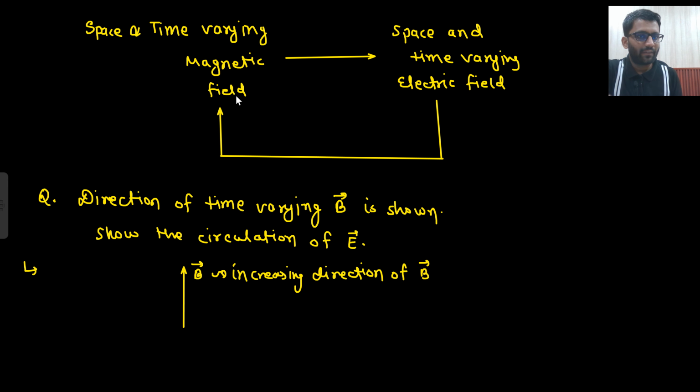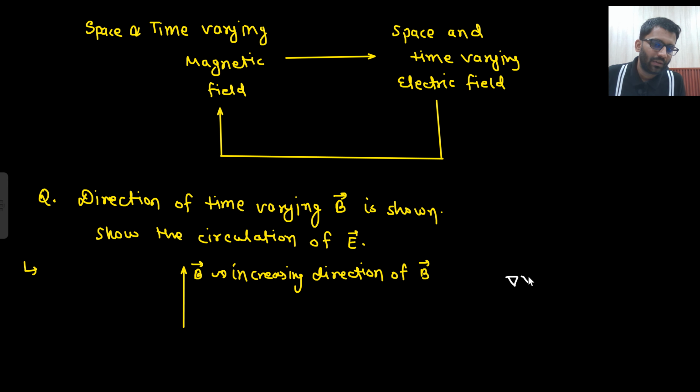Space and time varying magnetic fields generate space and time varying electric field, and the space and time varying electric field generates space and time varying magnetic field, and this cycle goes on. Let's solve some question. The direction of time varying B is shown. You need to show the circulation of electric field E.